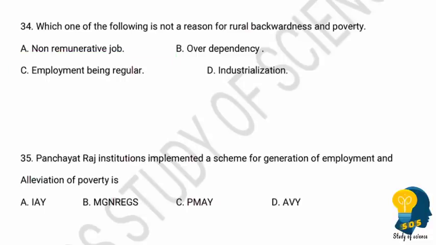Panchayat Raj institution implemented a scheme of generation of employment and alleviation of poverty is, and the options are A. IAY, B. MGNREGS, C. PMAY, D. AVY. And the right answer is B. MGNREGS.